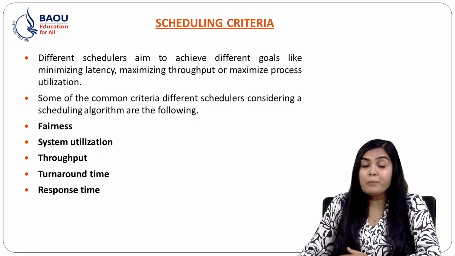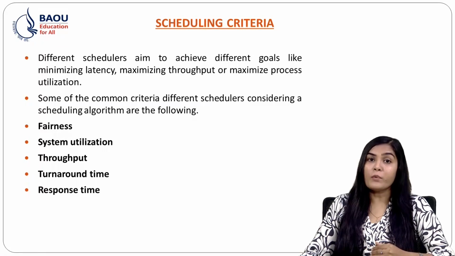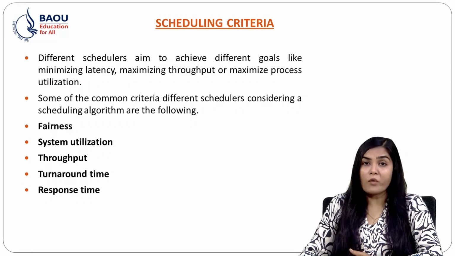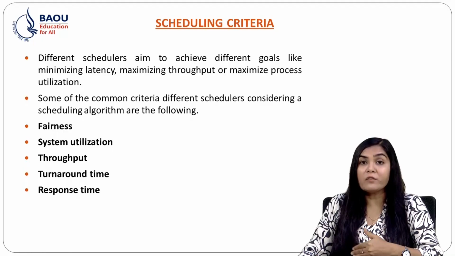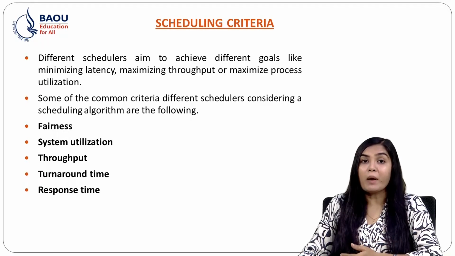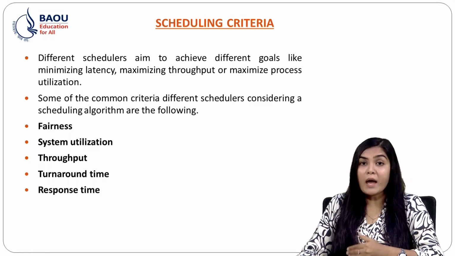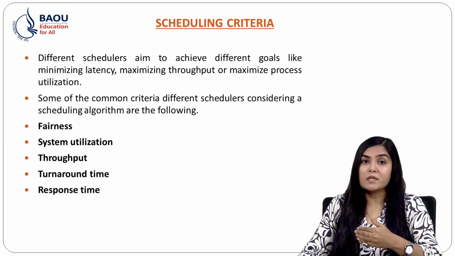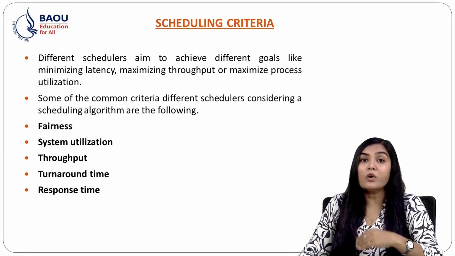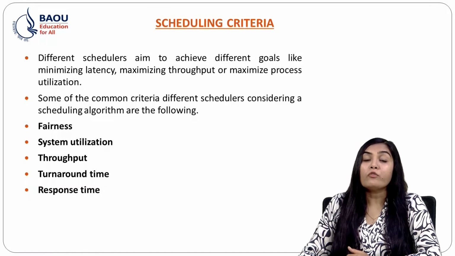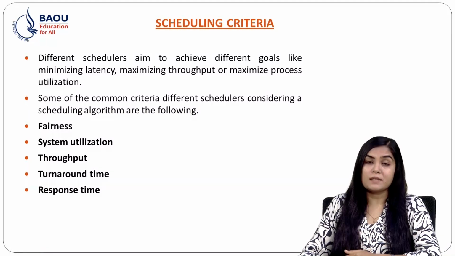The next one is turnaround time. The time gap between the arrival of a process and its completion. It is the sum of the periods spent waiting to get into memory, waiting in the ready queue, executing on the CPU and doing the IO processes. It predicts for how long an average user needs to wait for a response from the system.